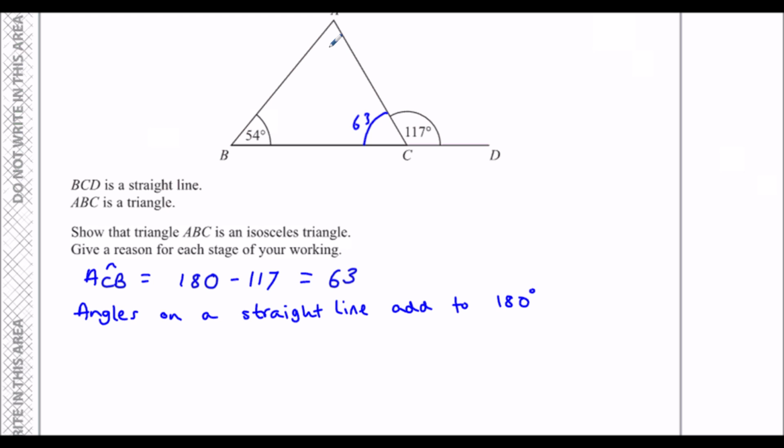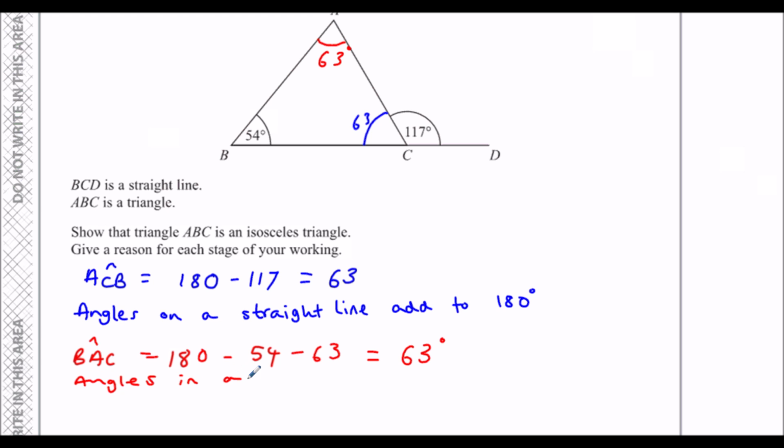And we can work out the angle BAC, because angles in a triangle add up to 180 degrees. So 180 take away 54 and take away 63. So 180 take away the other 2 angles is 63 degrees. So this one is also 63 degrees, and that's because angles in the triangle add to 180 degrees as well.